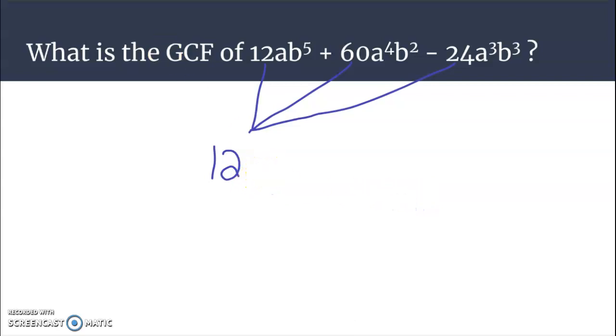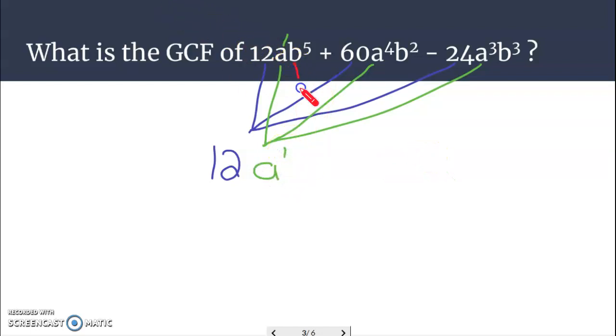Now we still have to deal with the a's and the b's. We'll focus on the a's first. Notice the exponents on each. Here we have a 3, here we have a 4, and this is a 1. Go with the lowest exponent, a to the 1 power. We don't have to write the 1.